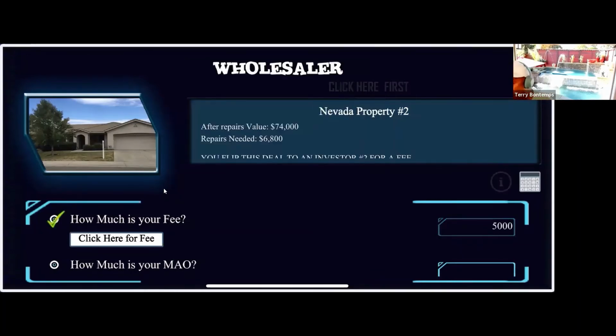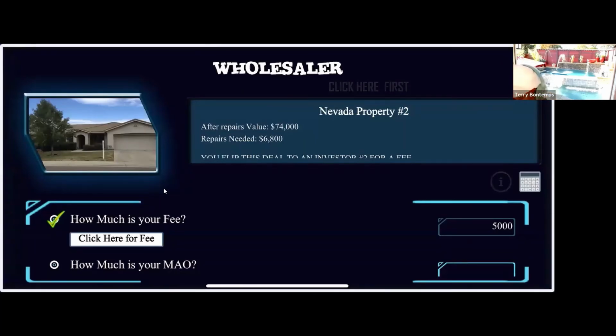All right. Look at the left-hand side of the question. It said, how much is your fee? You put $5,000 in, and voila, you get a green check mark. What does that mean? That means you did it right, just the way Terry taught you. So now we got that question. Let's go to the next question.